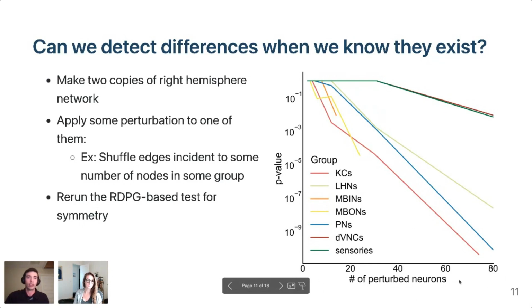So as I move to the right, I'm perturbing this connectome more and more. And the y-axis is showing the p-values that I get from this test that I just described. Each of these lines is perturbing a different group of neurons, but for all of them, you see this consistent trend that as I perturb the network more and more, my test is more and more able to detect those differences.